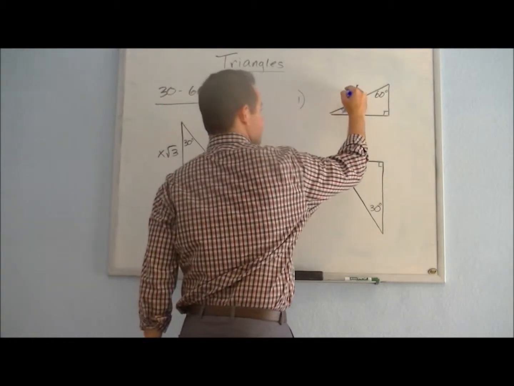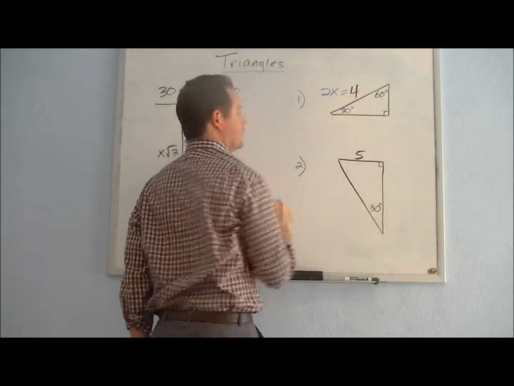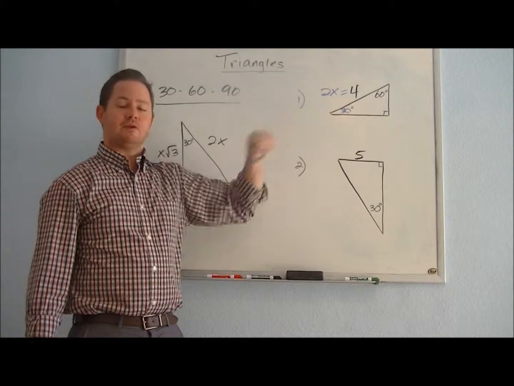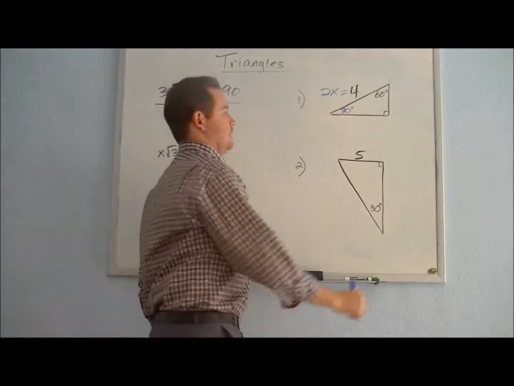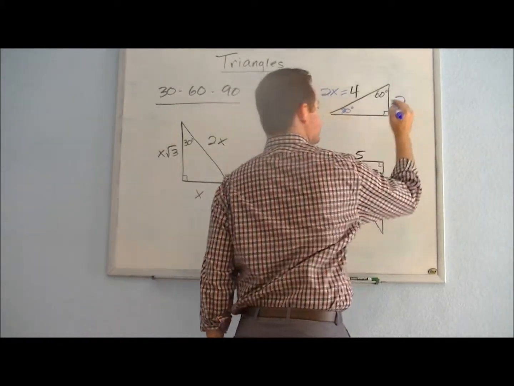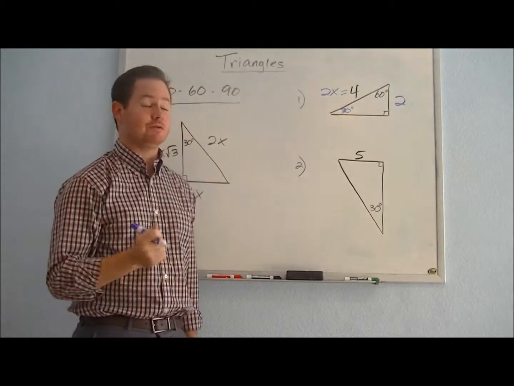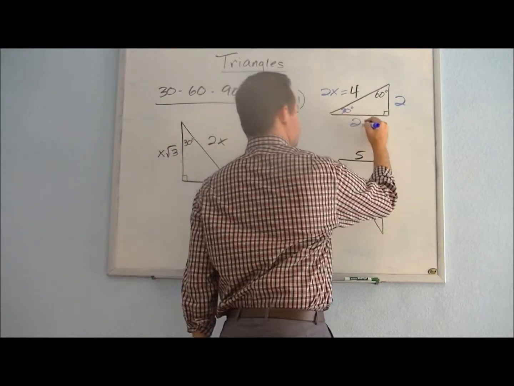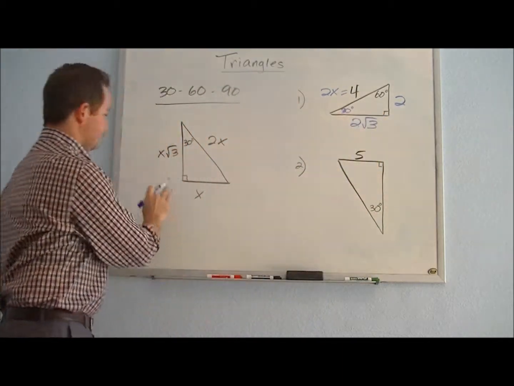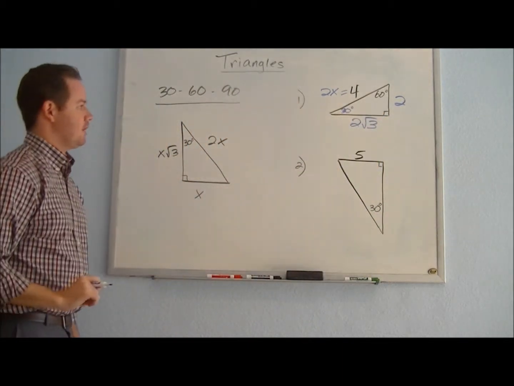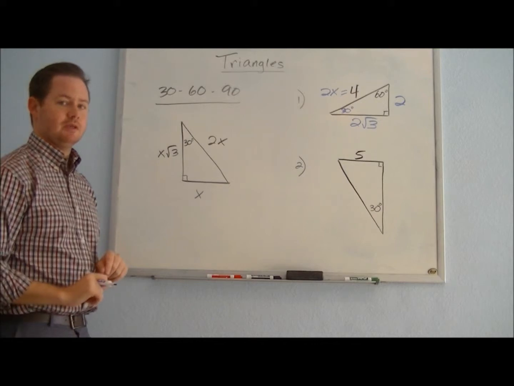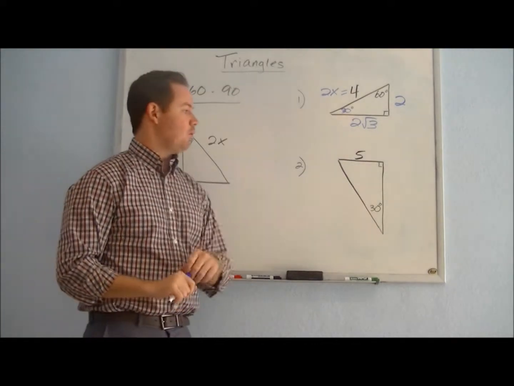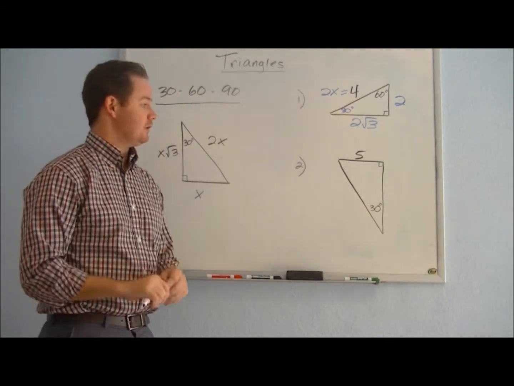So if this side is 2x, then if you were to solve for x, divide by 2, and that means that x equals 2, so your shortest side here will have a value of 2, and then your longer leg will have a value of 2 root 3 following this model that we have over here. Now let's take a look at one more example and see how we do with this one.